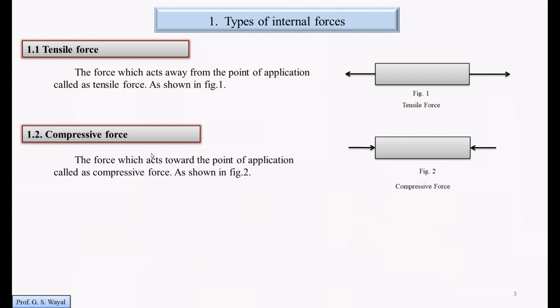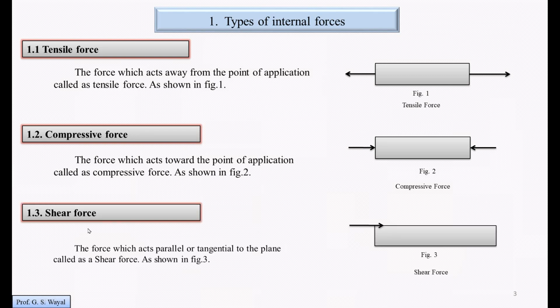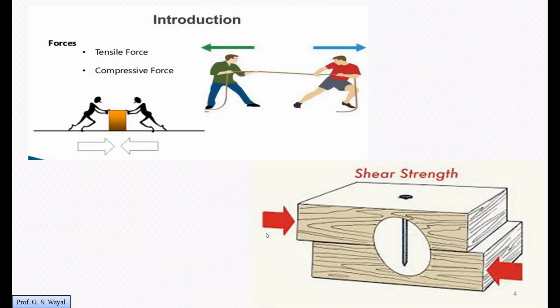Okay, then next one is a compressive force, the force which acts towards the point of application is called a compressive force. Okay, means if any force is acting towards the point of application or towards the body, that particular force is called a compressive force. Then next is the shear force. Okay, the force which acts parallel or tangential to the plane is called a shear force. Means if any force is acting parallel or tangentially on the body, that particular force is called the shear force.